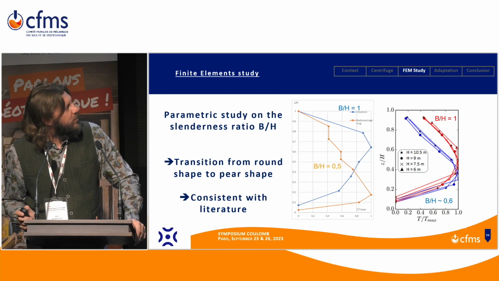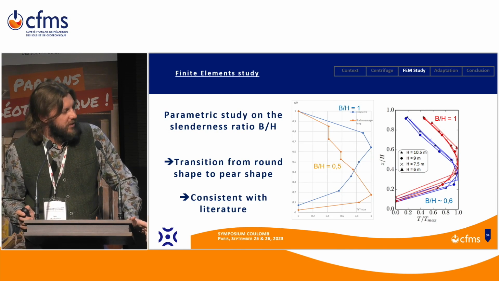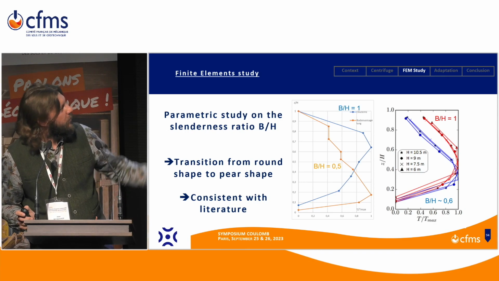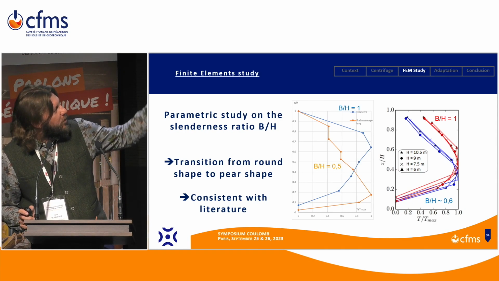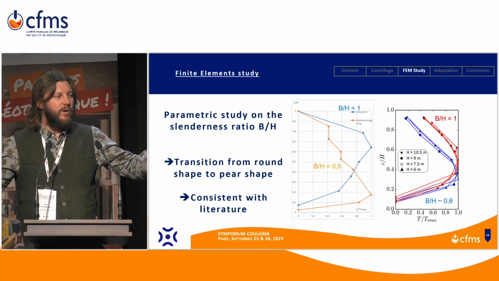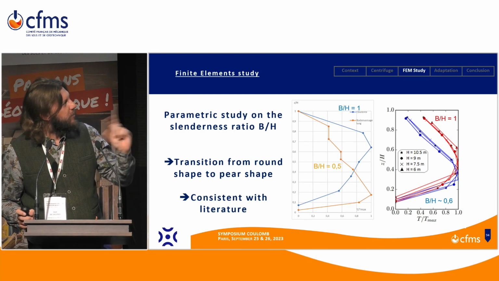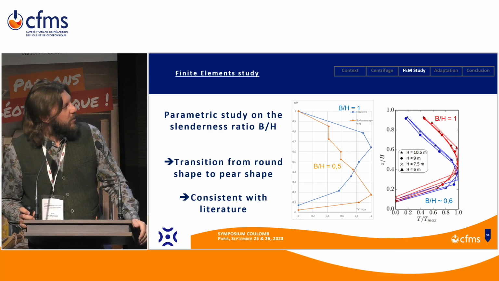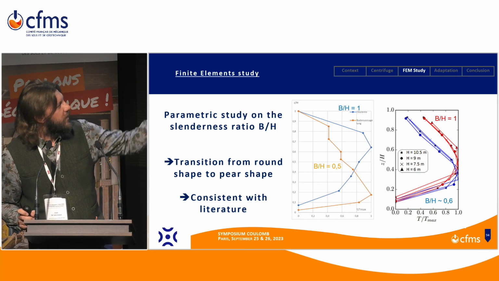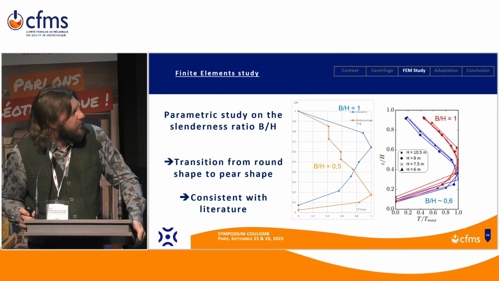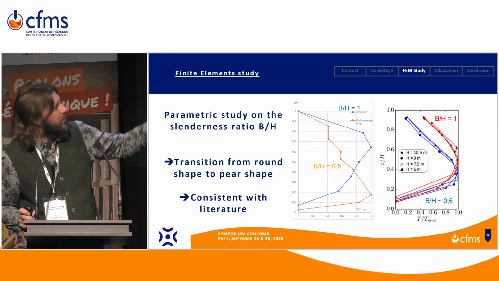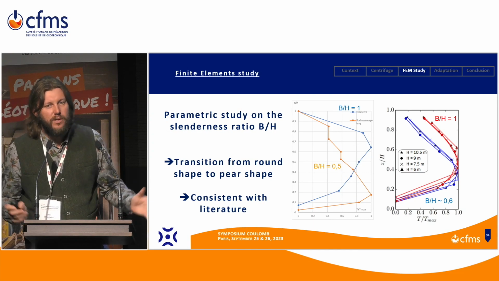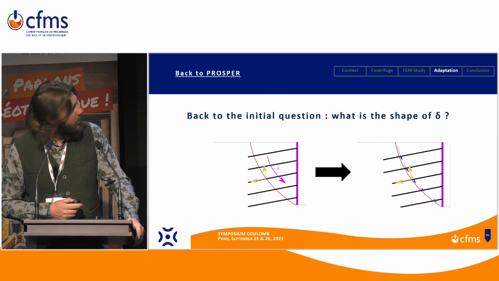And it's quite consistent with the literature review. I did not mention it before, but in Cloutaire we had a bulky wall with B over H equal to 1, and in Bodenvernagelung it was a more slender wall, and you see that the comparison fits. For the slender wall you have a triangular shape, and for the bulky wall a round one.